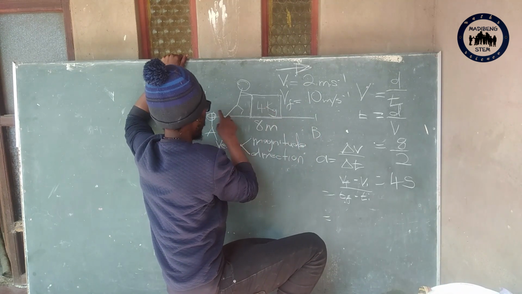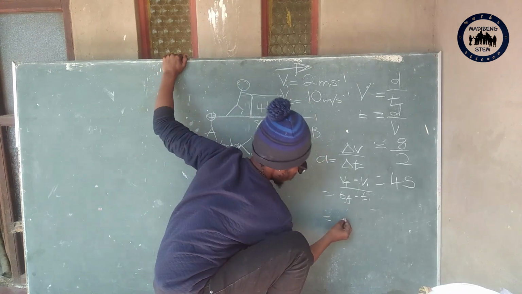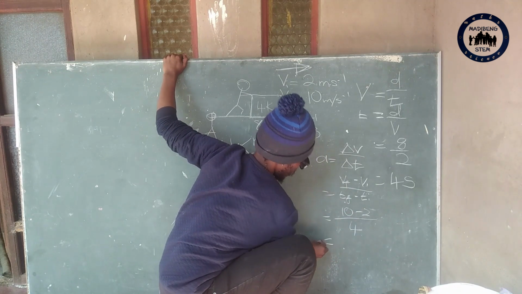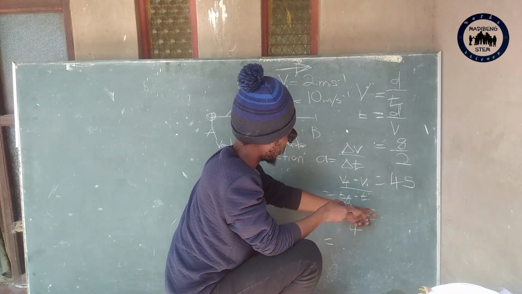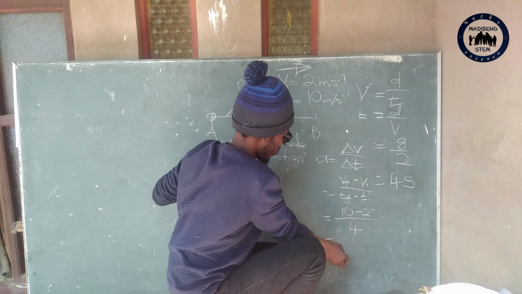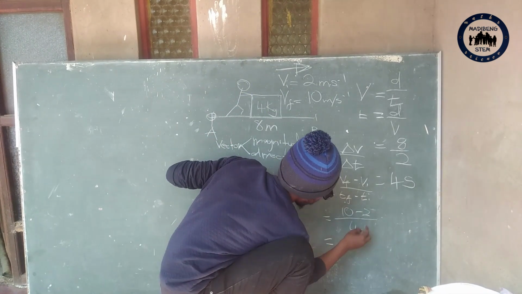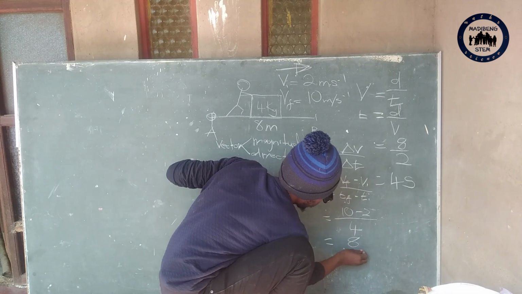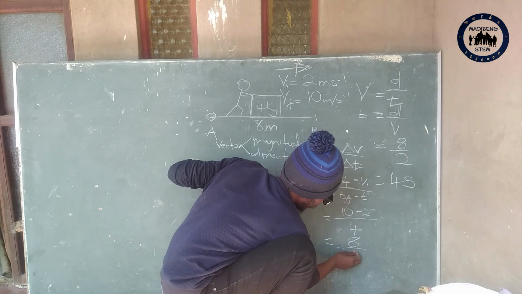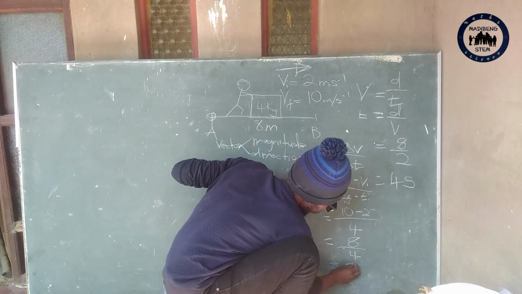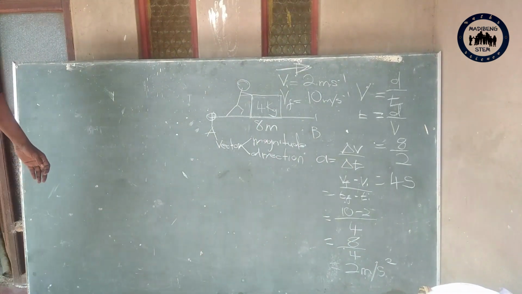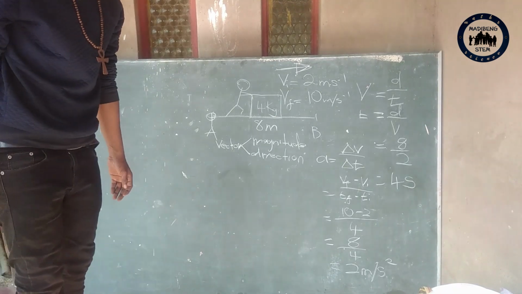So we will take this as our initial velocity. So it's 10 minus 2 divided by 4, because our final time is 4 seconds, and at the initial, time was 0. So 10 minus 2 is 8, then 8 divided by 4 is 2 meters per second squared. So our acceleration is 2 meters per second squared.